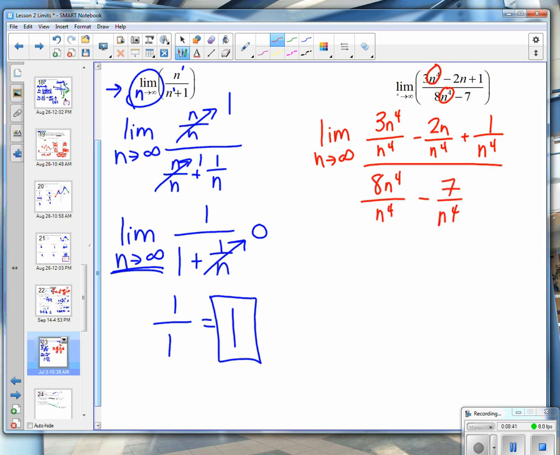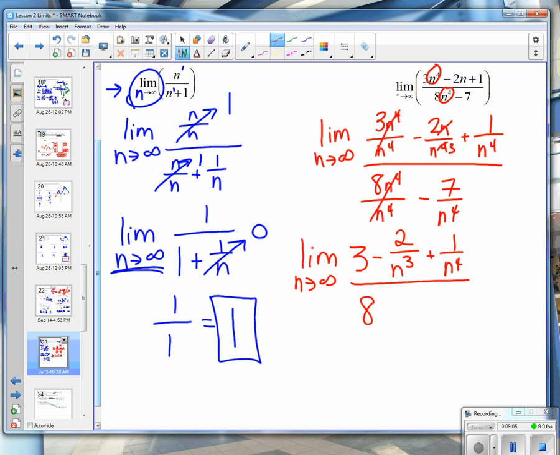Okay, and now we can simplify, and you're going to see some things are going to cancel. Basically we've got these guys and these guys are going to cancel. So I'm left with the limit as n is approaching infinity of 3 minus, well, n, and that's going to become cubed, so 2 over n cubed, plus 1 over n to the power of 4, over 8 minus 7 over n to the power of 4. Those last terms are not going to simplify.